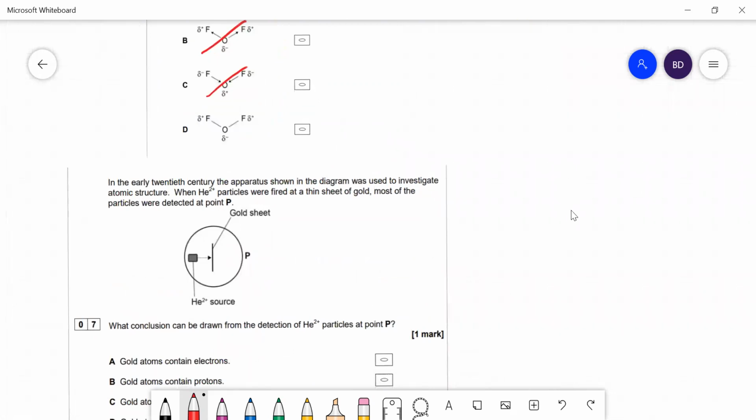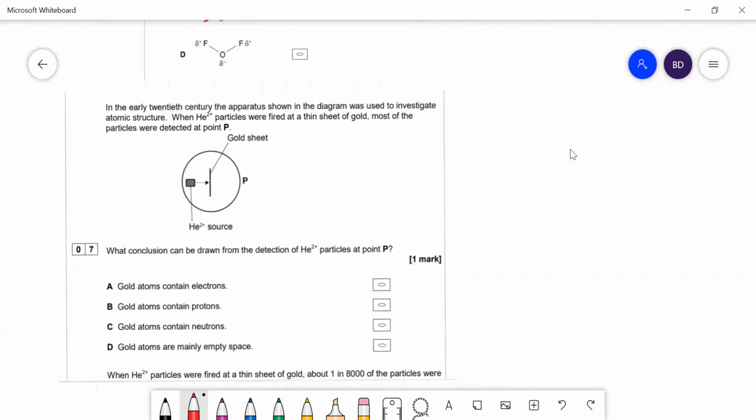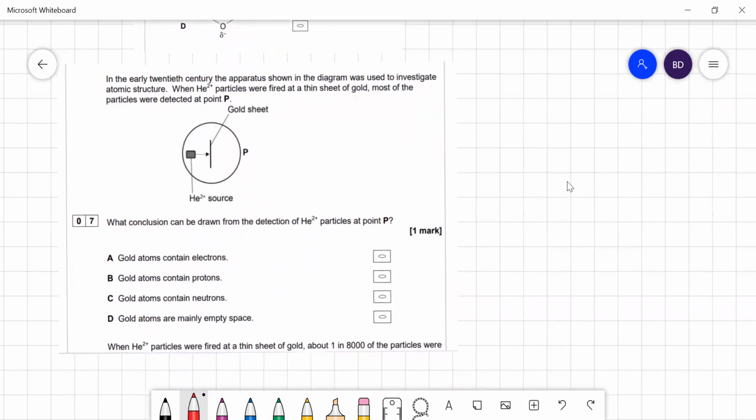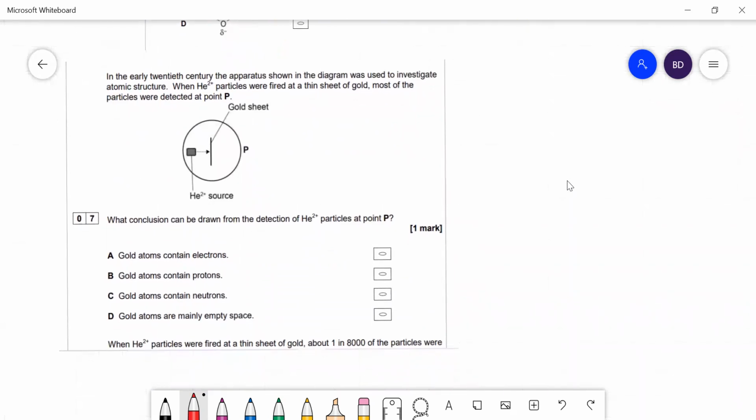Okay, so here's about the Rutherford experiment, GCSE really, but here it is anyway. Right, so they're firing helium nuclei, alpha particles, against a thin sheet of gold, and most of them are detected at P. What conclusions can be drawn from the detection at point P? Well, that one's wrong. They didn't tell them that. They didn't even know what protons were then. They didn't know what neutrons were either. Gold atoms are mainly empty space. That's the right answer, because that's why the alpha particles can go straight through.